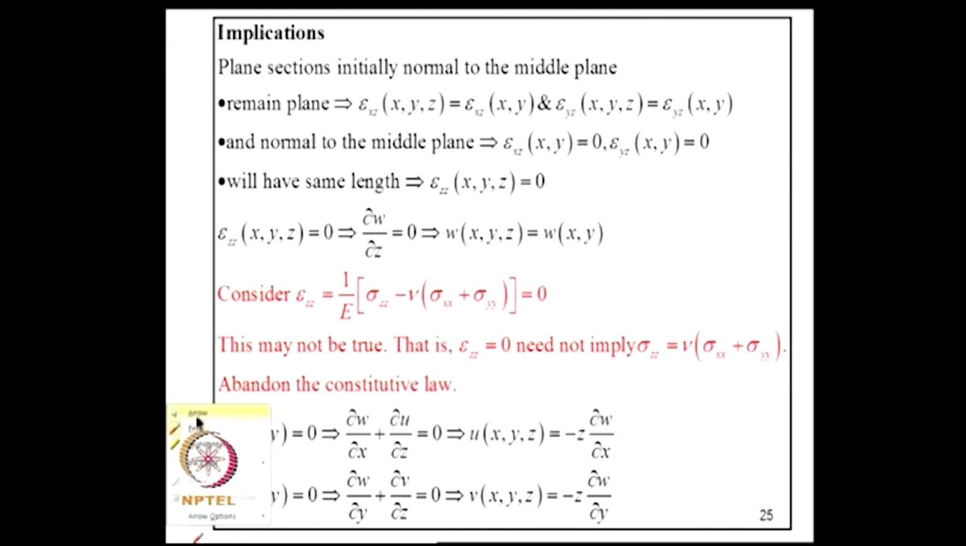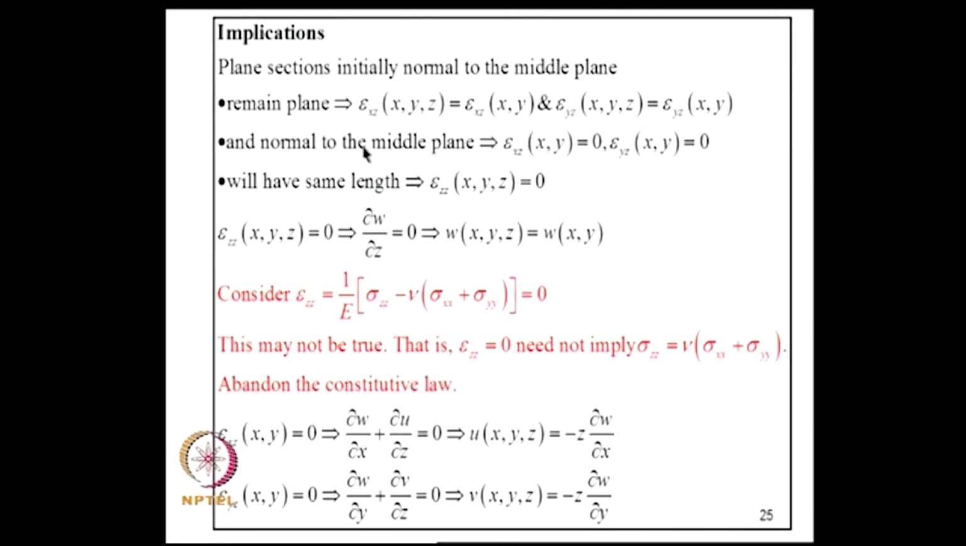Now let us again examine some of the implications in terms of our ability to formulate the problem now. Because we have made these assumptions, what happens to the displacement, stress and strain fields? Now plane sections initially normal to the middle plane remain plane, the consequence of that is epsilon xz is only a function of x and y. The dependence on z is not there, and similarly epsilon yz is a function of x and y only. If you make only this assumption, the shearing strains are independent of z.